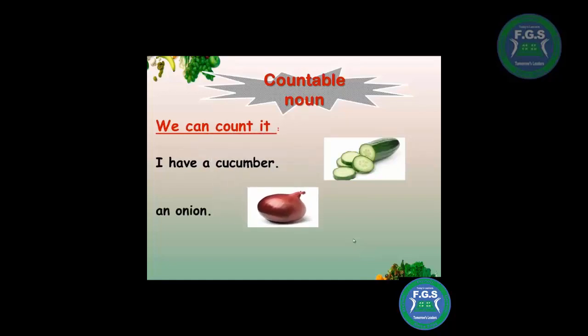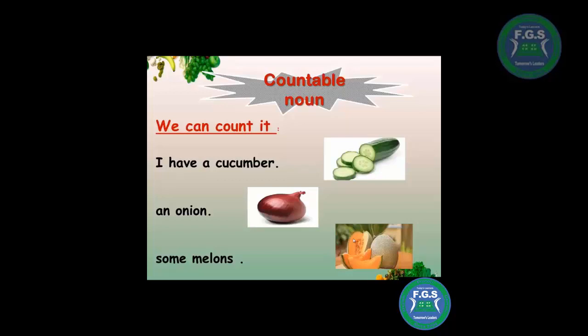Onion, an onion. Of course we can count them too. We can say 2 onions, 3 onions, and more than 3. Do you know it? Yes, it's melon. I can say some melons. So in countable nouns, we can add a or an for singular nouns that we can count.